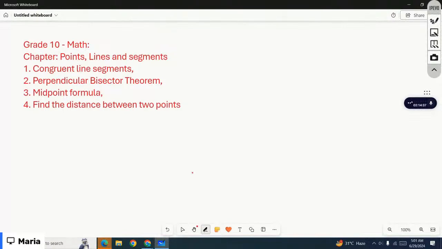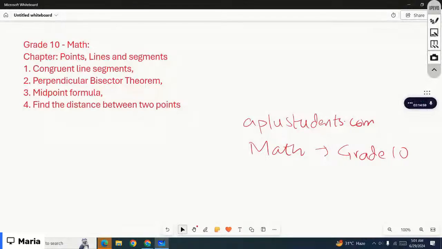You can find all the lessons on a+2.com. You have to log in using your email address and password provided by the administrator. Then you have to select math from the subject tab. Scroll down to grade 10 math and then click on view all lessons. There you can find a list of the chapters.